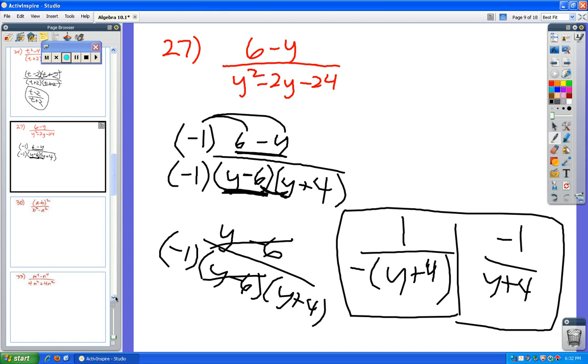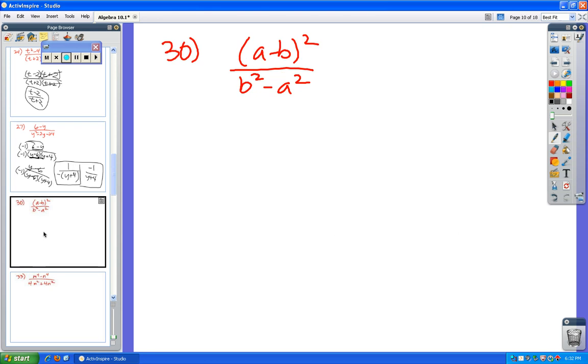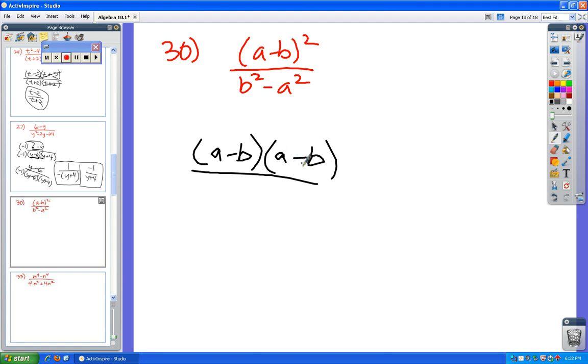Number 30. The idea for 30 is the same. The base, you write it twice. That's what the exponent tells us. The denominator, you can factor into two sets of parentheses. B and B, you need a negative a squared. Plus minus. Okay, notice this b minus a is kind of like stuff on the top.